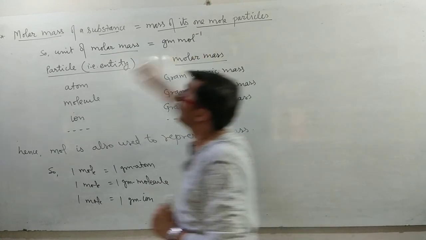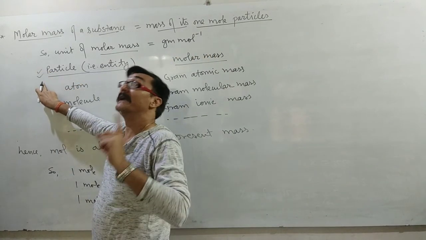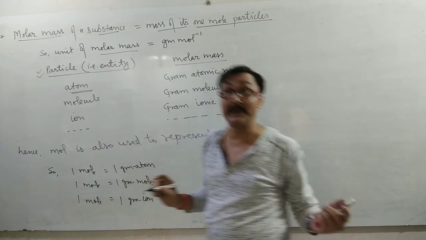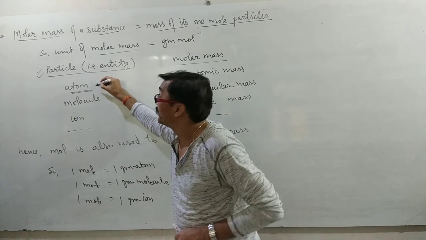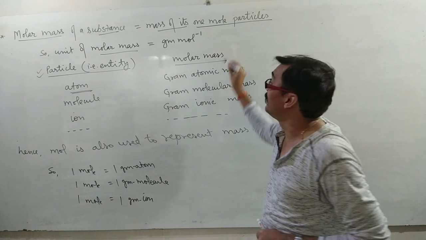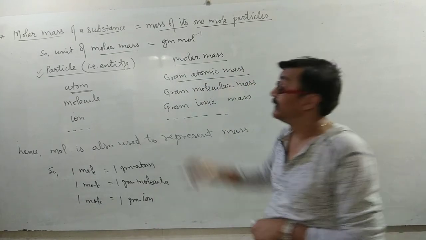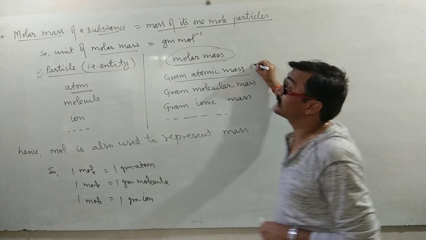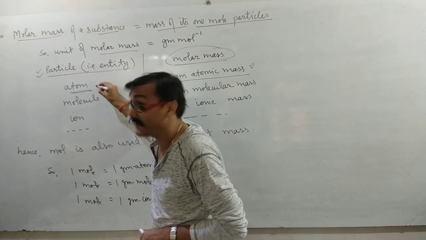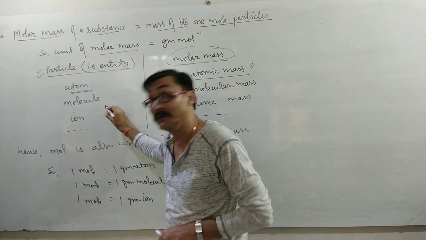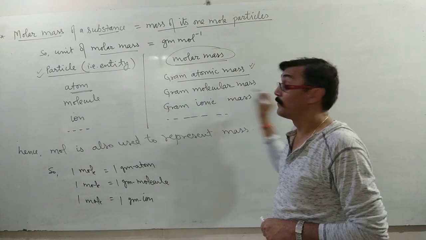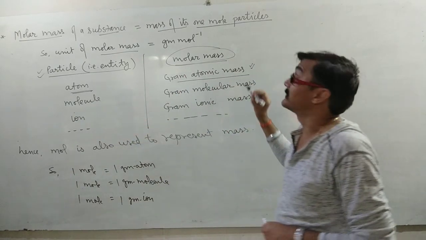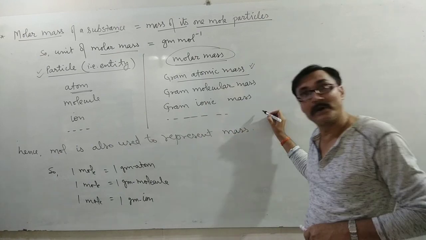But remember, if the constituent particles or independent particle of the substance is atom, as in case of elements, then molar mass is called gram atomic mass. That is, molar mass is called gram atomic mass if the particles of the substance are atoms. If the substance is made by molecules, then its molar mass is called gram molecular mass. If the substance is made by ions, then its mass of 1 mole of ions is gram ionic mass, and so on.